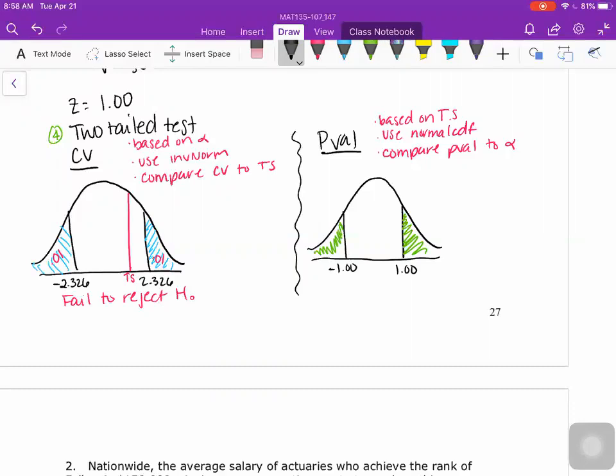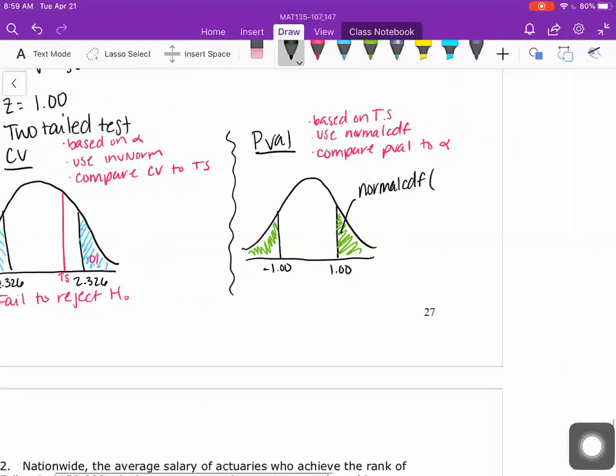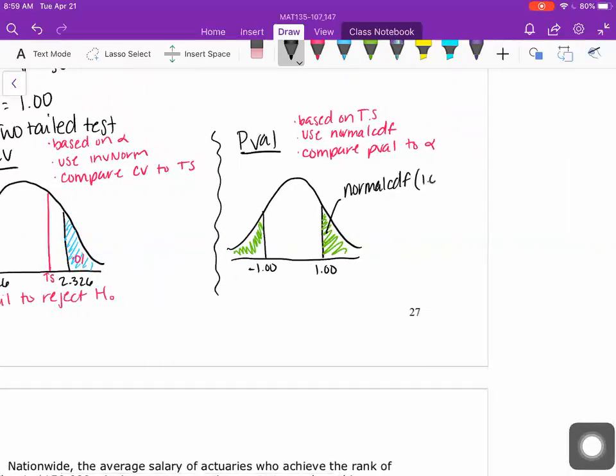Using normal CDF, we can find the area of just one of these tails by giving our lower bound and upper bound. The lower bound for this right tail is going to be 1. So the lower bound is always our left bound, the upper bound is our right bound. So our lower bound is going to be 1, and our upper bound we're going to use positive 100. The mean is 0 and the standard deviation is 1 for our standard normal distribution.